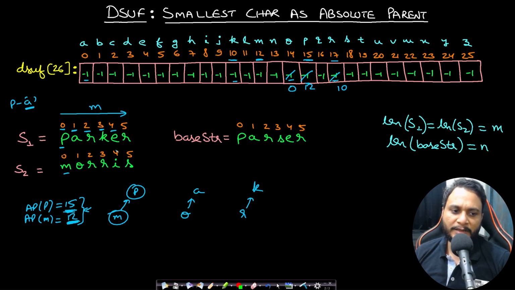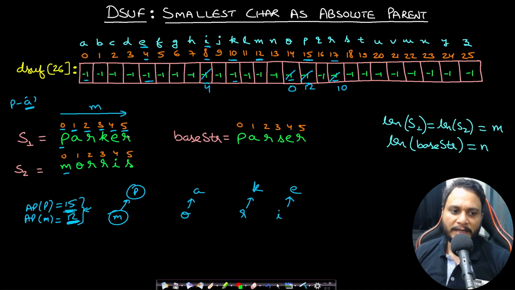If you go to the next item, E and I, look at this E and look at I. They both have -1 values. That means they both belong to two different sets. 4 and 8 are their actual indices. So 8 will be pointing to 4. This means I will be pointing to E.